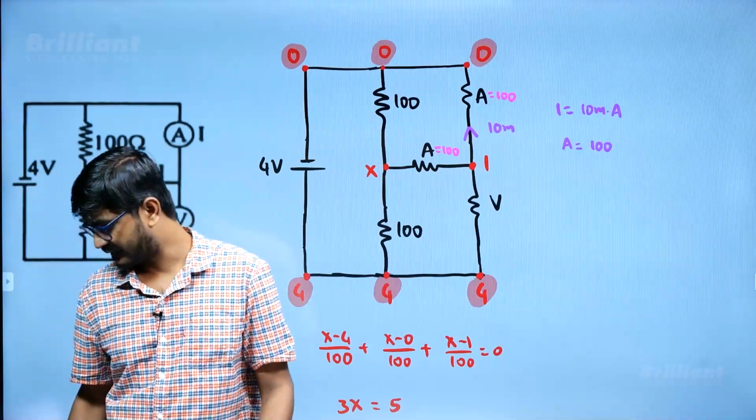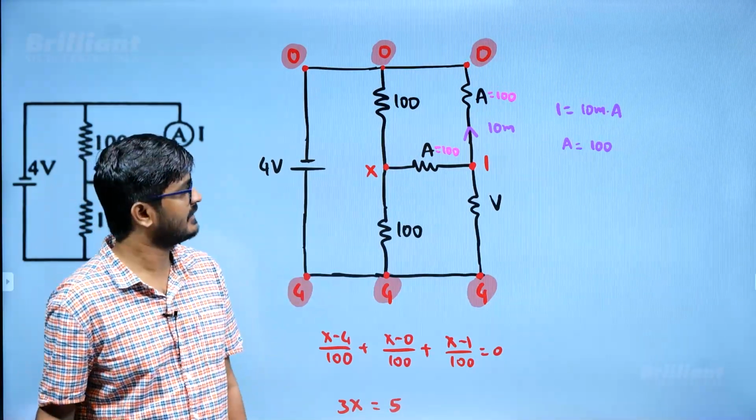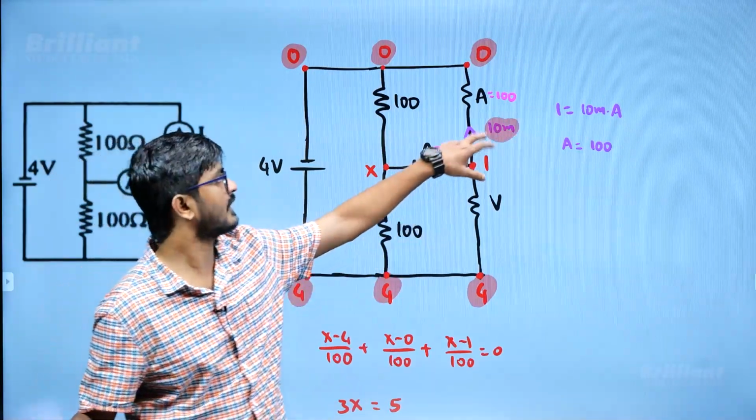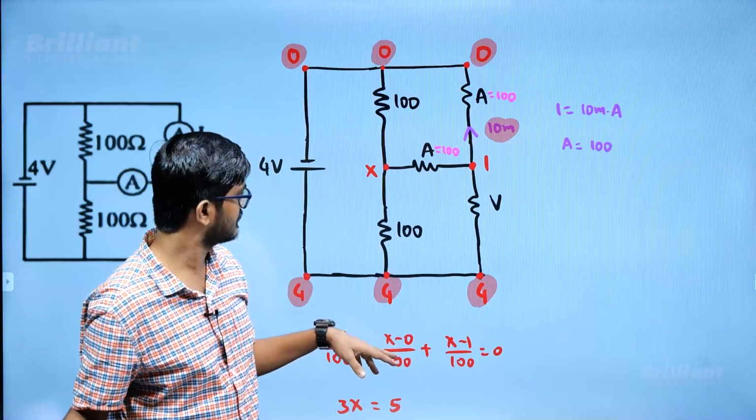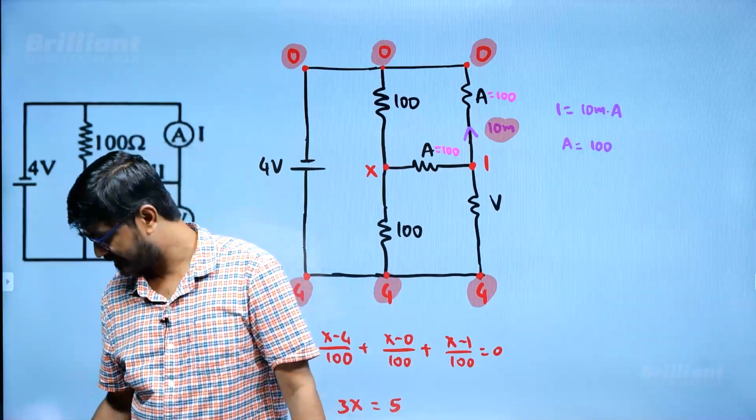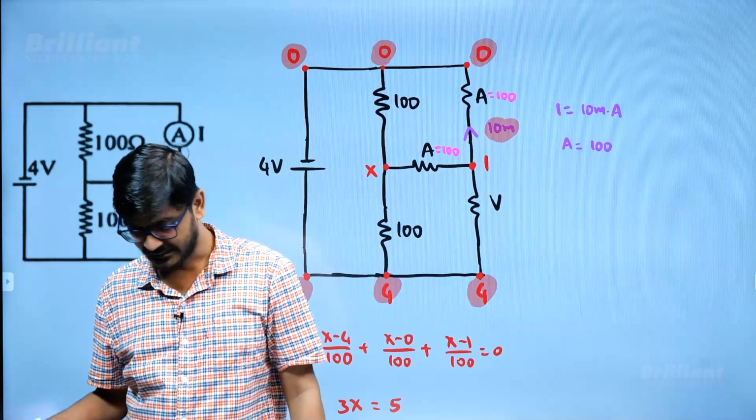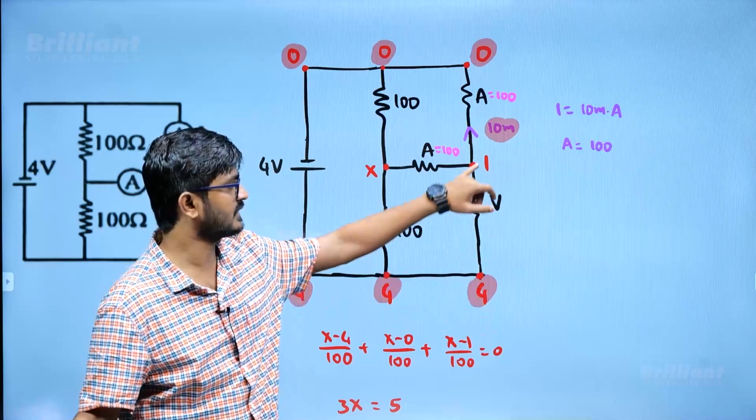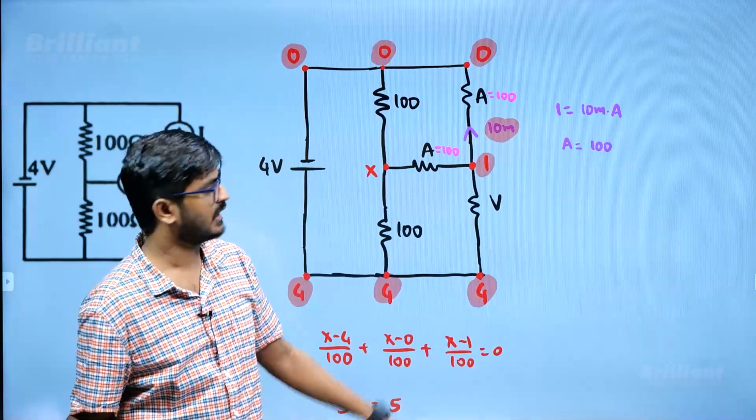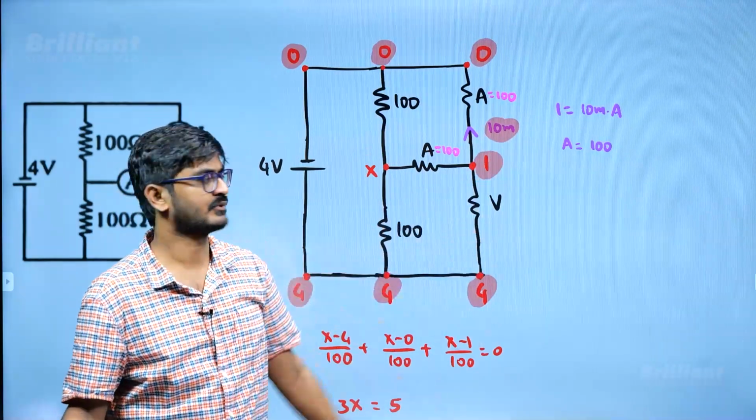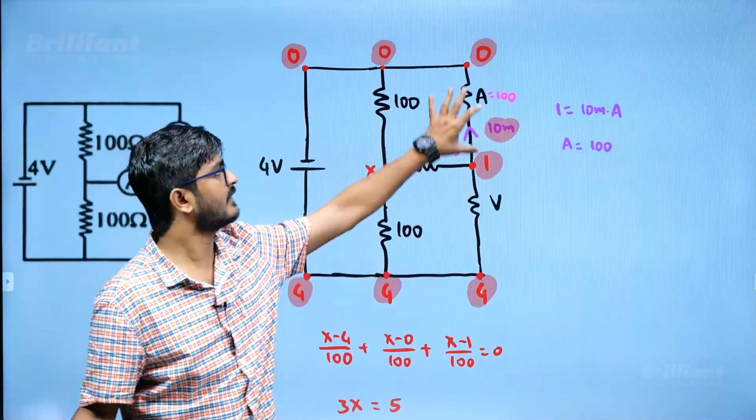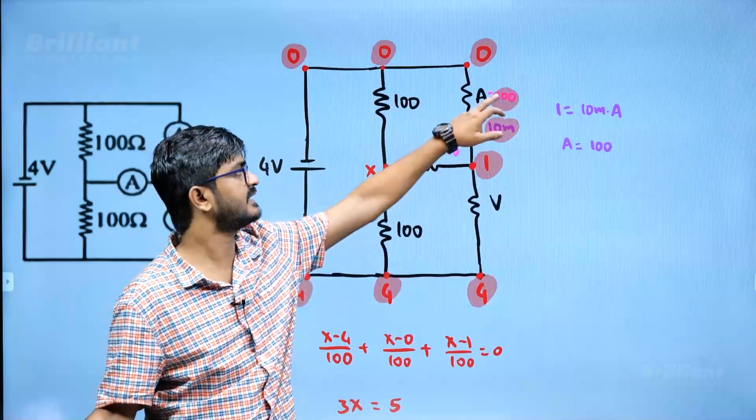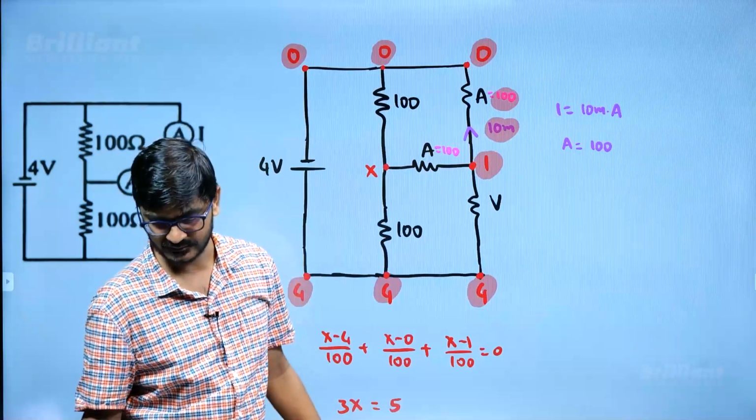Now apart from this, what information is given? Ammeter 1 reads 10 milliampere, so this current is given as 10 milliampere. The voltmeter reads a potential difference of 3 volts. So if this is 4 volt, what is this going to be? This is going to be 1 volt. How did I conclude this? Because they said the voltmeter will read a potential difference of 3 volt. So I know the potential difference, I know the current, so from there I can find the ammeter's resistance. Now if I know the ammeter's resistance, I can use the same value here also.